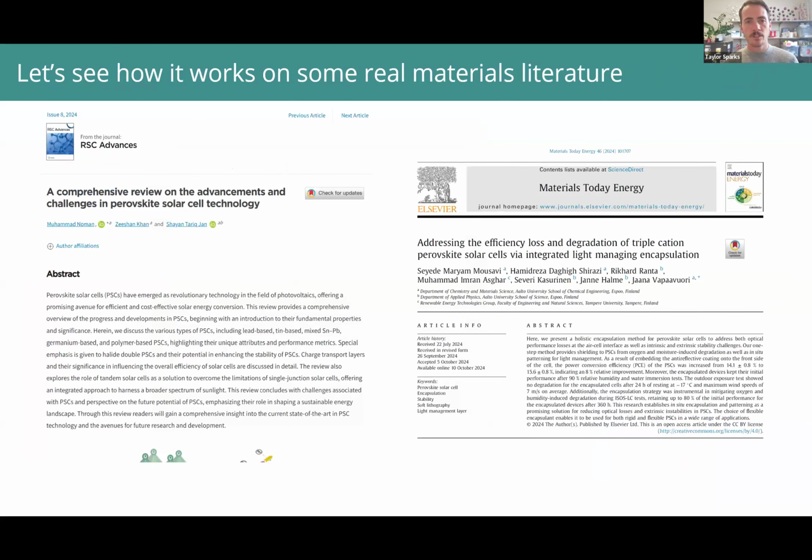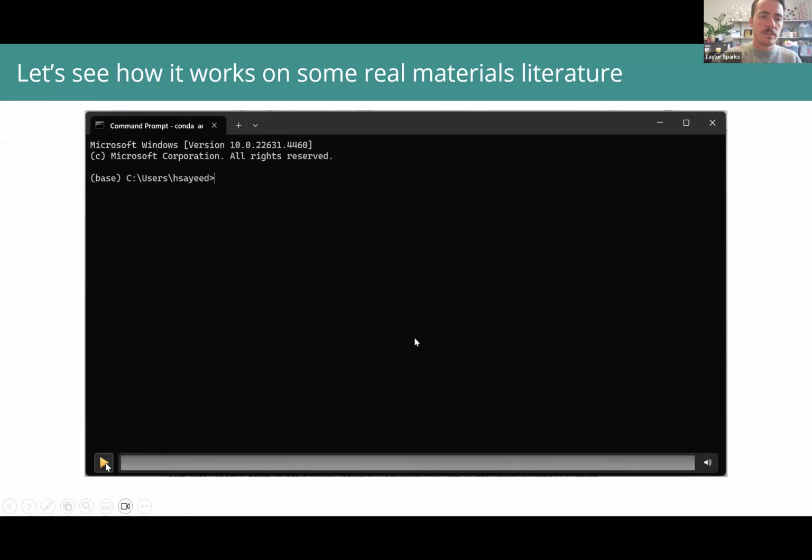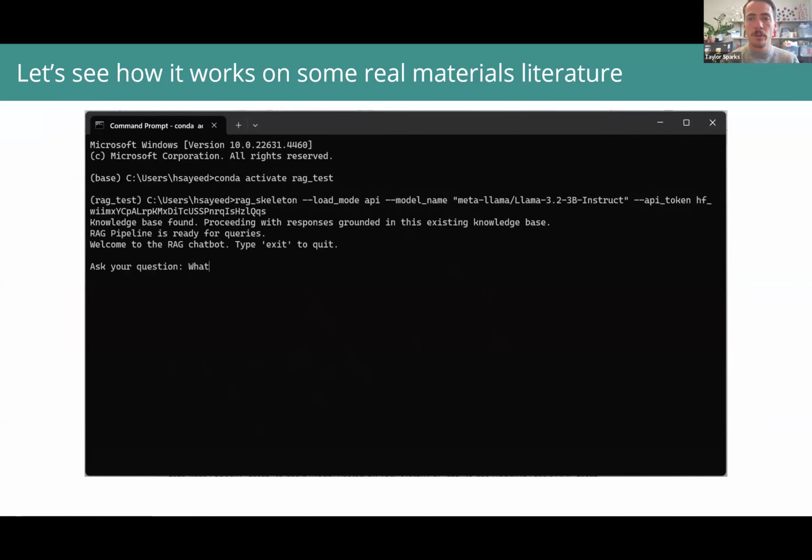So here's an example of it. Let's try it out on some real materials data. Here's a couple of nice review articles on perovskite solar cells. We can go ahead and load up an example of this and take a look at it. So here he's running it through the command line, but you could build a simple GUI with SQLite or whatever else you'd like very easily. The model he's using is an open model. It's Llama, a 3 billion parameter small model. It's a pretty good one though.